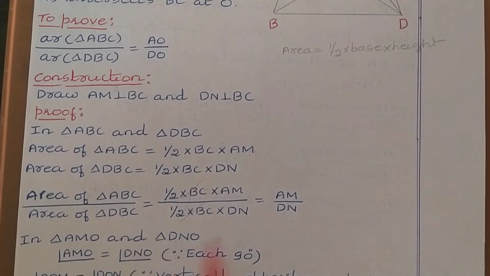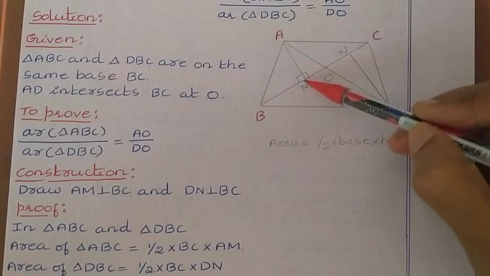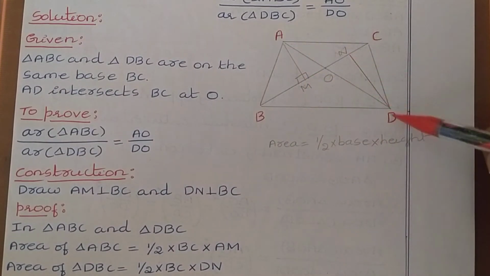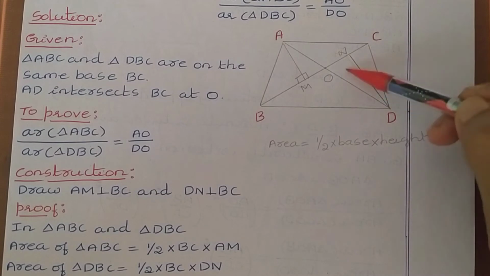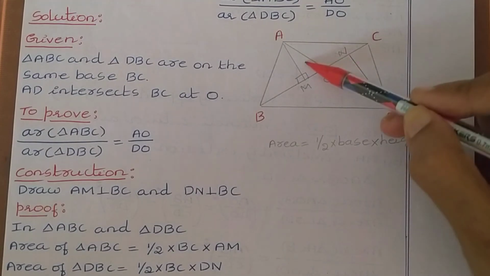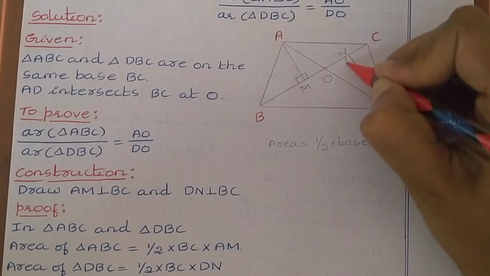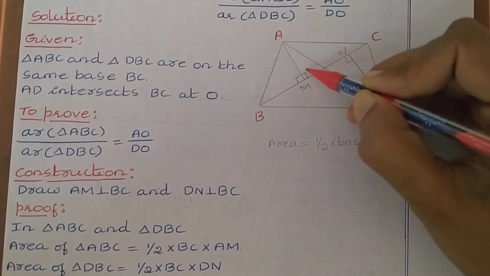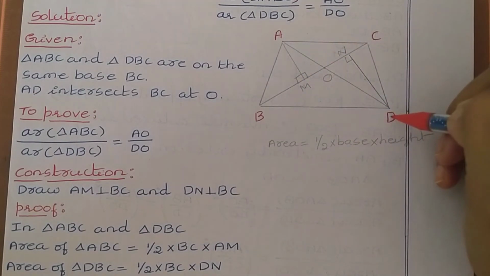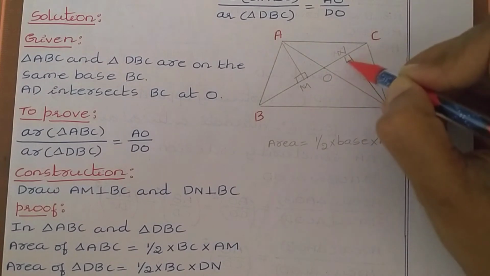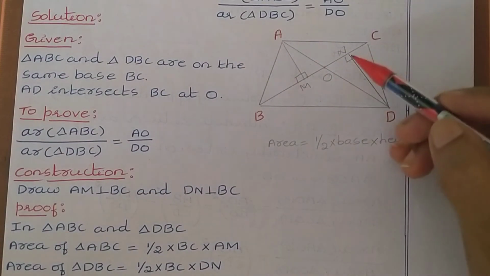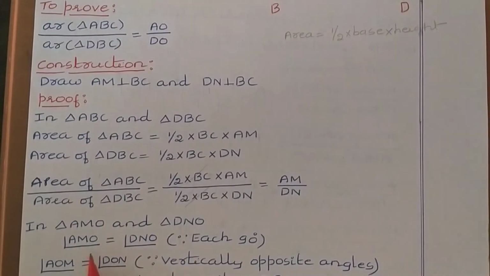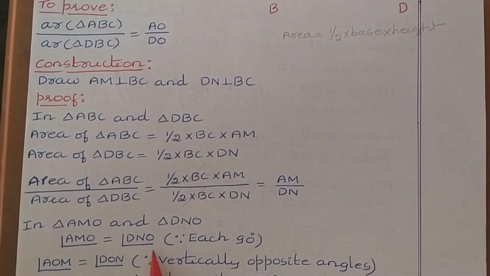Now I am taking two more triangles, triangle AMO, this triangle, and triangle DNO, another is this triangle. These two triangles I am taking. See, in these two triangles, you can see one thing here: angle AMO, this angle is 90 degrees. Similarly, in this triangle, angle DNO means this angle is 90 degrees. So first here I am writing angle AMO is equal to angle DNO. Reason: both the angles are equal to 90 degrees.